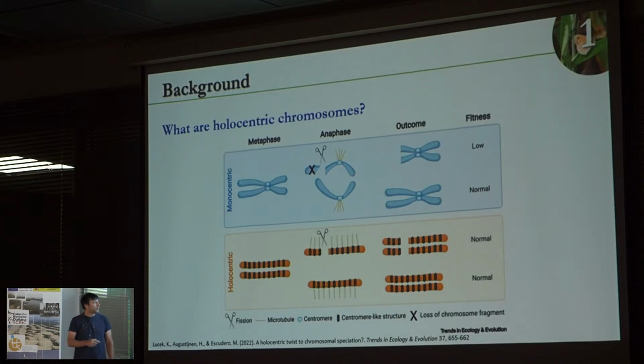In holocentric chromosome, we have centromeres across the whole chromosome. Then you have a fission. The resulting chromosomal variant has a normal fitness. This one will have just 2 pairs of extra chromosome in comparison with the ancestral karyotype.